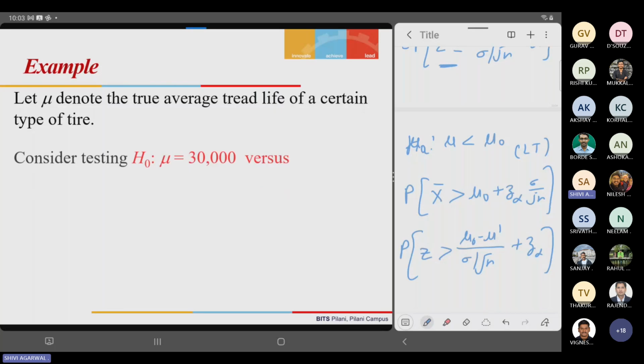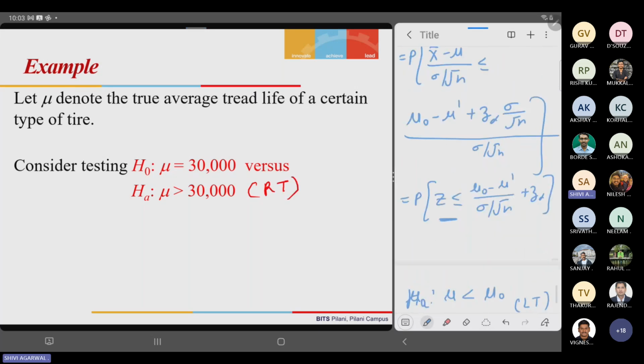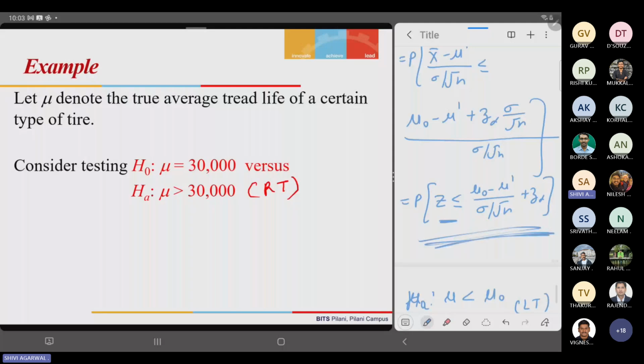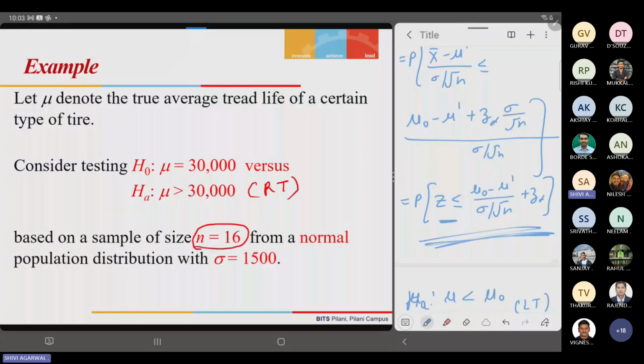Now we are just taking one example here. H naught is mu is greater than or equal to 30,000, and H1 is mu is greater than 30,000. So it is a right tail problem. Right tail problem means we are getting this answer for the probability of type 2 error. N is equal to 16, normally distributed, sigma is 1500.